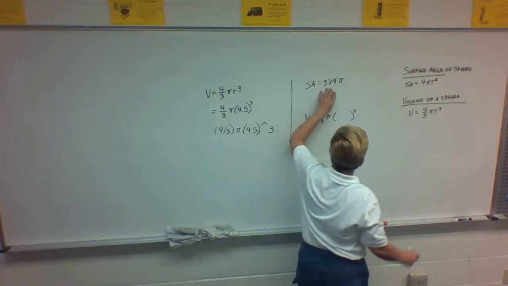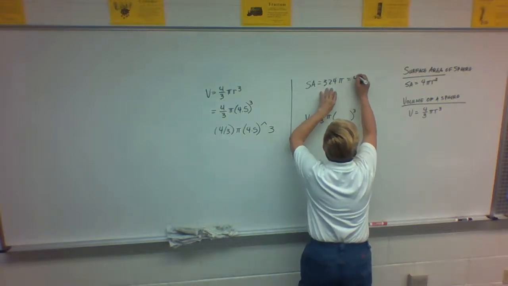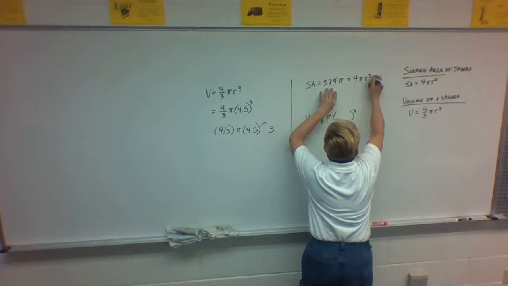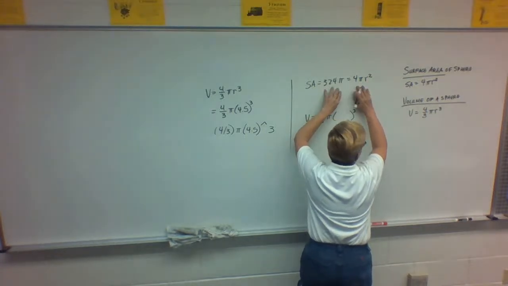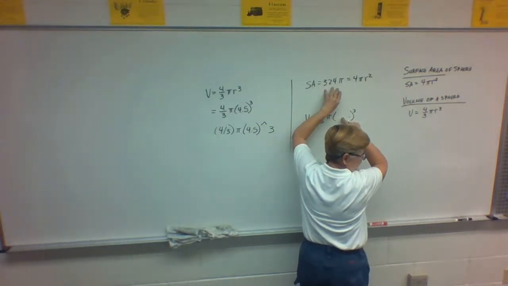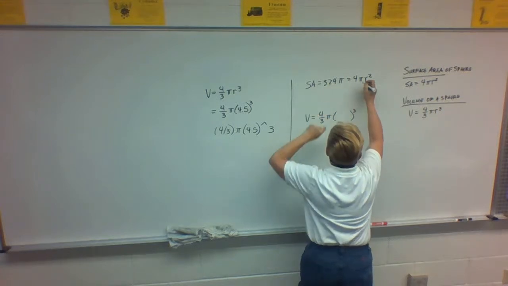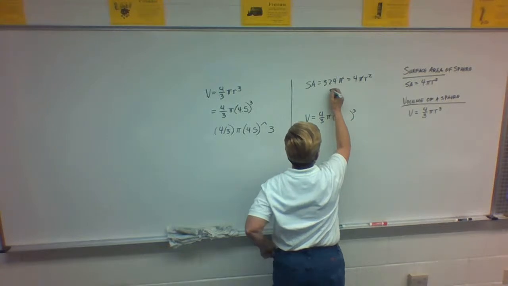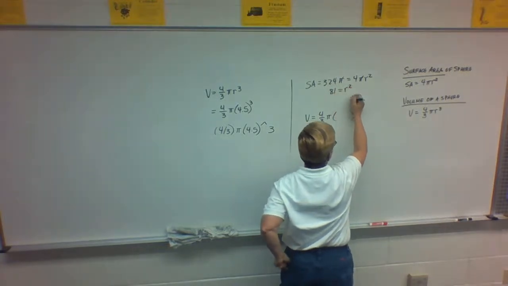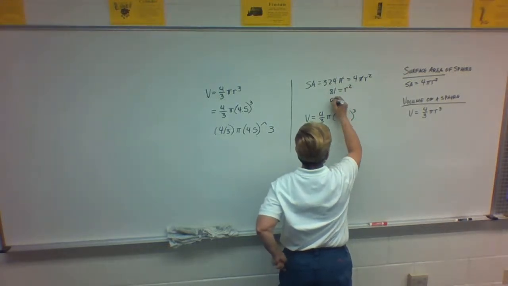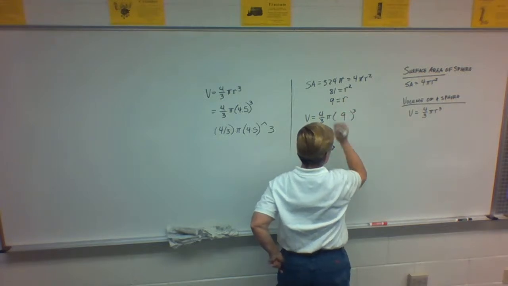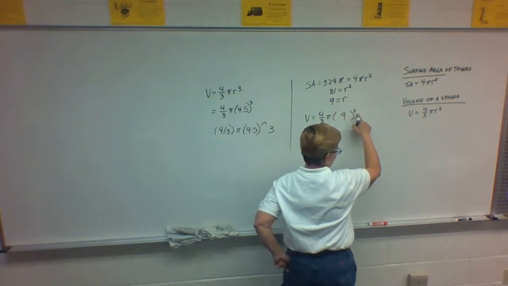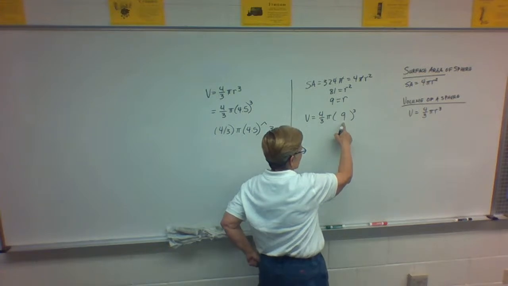Surface area, remember, is equal to 4 pi r squared. So if we solve this equation for r, we can put it here. Yes? Yeah. All right. So I'm going to divide the pi's out again. 324 divided by 4 is 81 equals r squared. If we square root 81, we get 9. So 9 goes here. And we'll have to cube 9, which is 729.